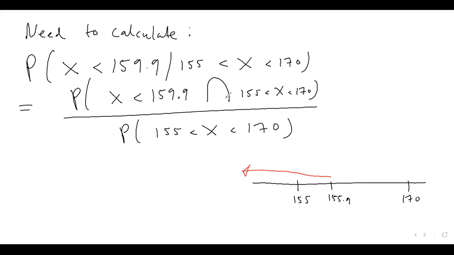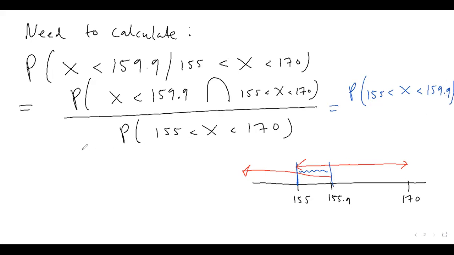Okay. And it's got to be also between 155 and 170. So it's got to be between there and there. So where is the intersection between these two straight lines? Well, it's here. Sorry, it's from there to there, isn't it? So these two straight lines intersect in this gap here. So the top probability is actually the probability that x is between 155 and 159.9. Hopefully that makes sense.